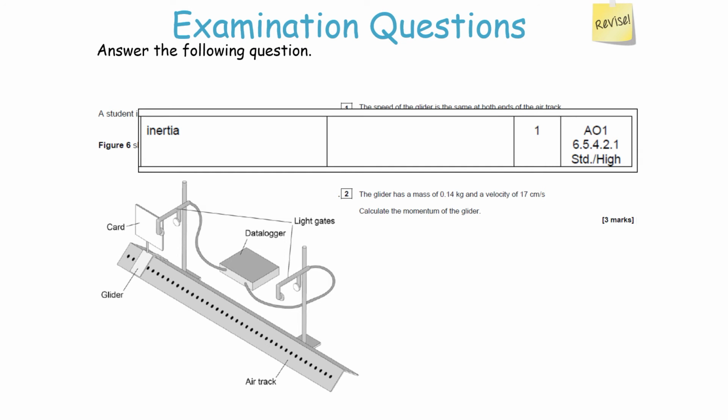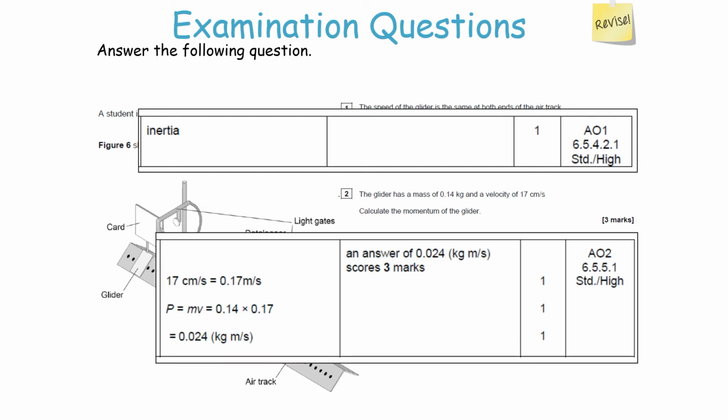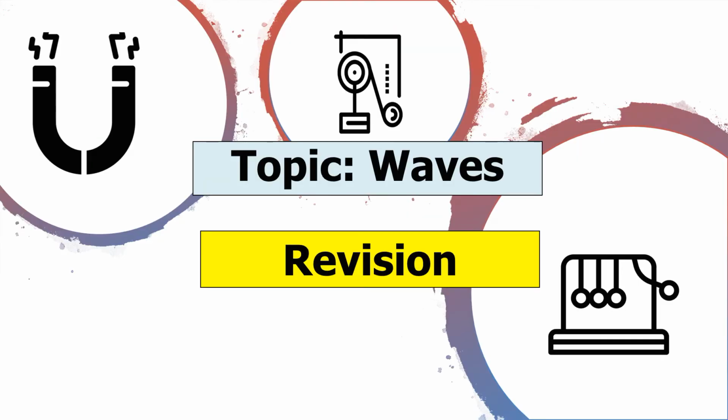So momentum is equal to mass times by velocity, so it's 0.14 times by 0.17, so the answer is 0.024 kilograms meters per second. And that looks like a reasonable answer for the momentum of a glider on an air track. So let's have a look at a few questions now on waves.